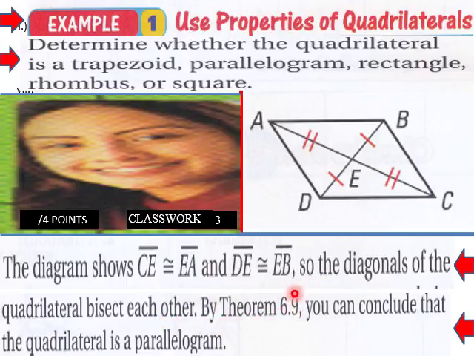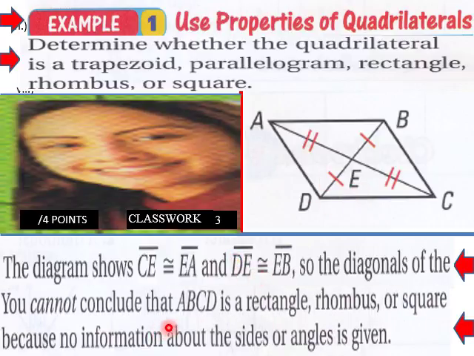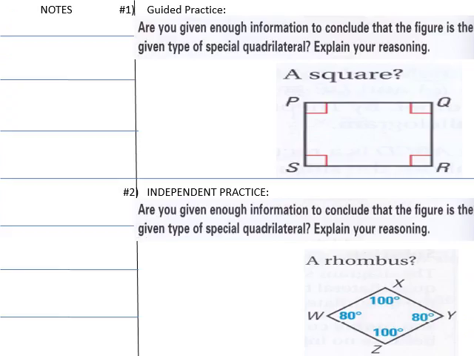By theorem 6.9, check your notes, check your classwork, you can conclude that the quadrilateral here is a parallelogram. You cannot conclude that it is a rectangle, rhombus, or square because no information about the sides or angles is given. You're just given this here. So that would be a parallelogram.